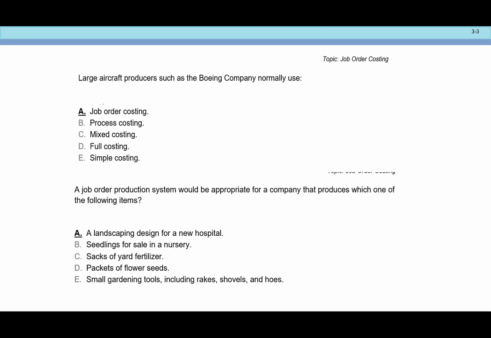Then small gardening tools, including rakes, shovels, and hoes. We're going to what? There's this show called How's It Made. You ever seen this? It's kind of a cool show where they pick something that you never thought of, and then they say, well, this is how it's made. And I saw one time they're showing how they make rakes, and the rakes were all done exactly the same. First there's a lathe that makes the handle, then there's another piece, and then they paint it, and they all go through the same process. So you probably use process costing for that. Okay?